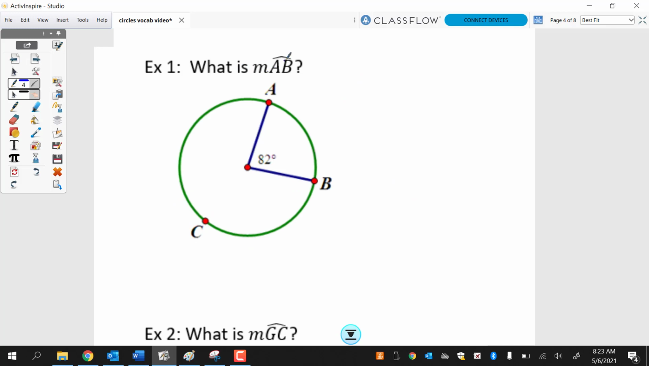It says, what is the measure of arc AB? Well, first of all, I know arc AB is this arc right here. I see that there's a dot in the center, there's an angle in there. I know this is a central angle because it's in the center. It's like on the dot. So the relationship is the arc equals the angle.